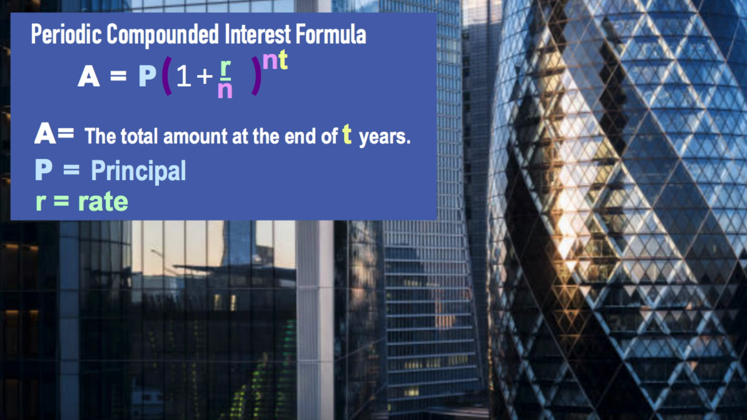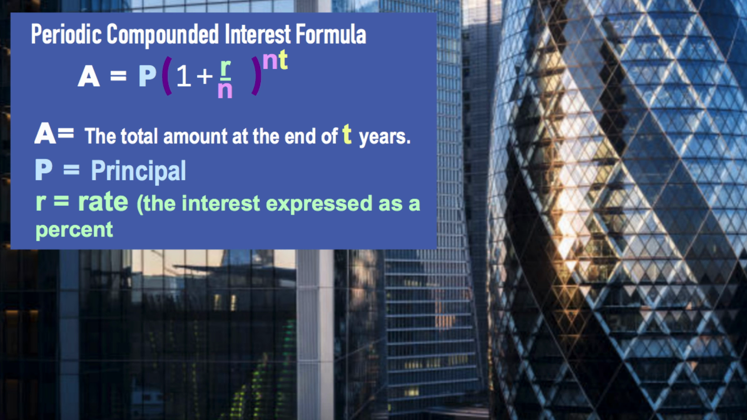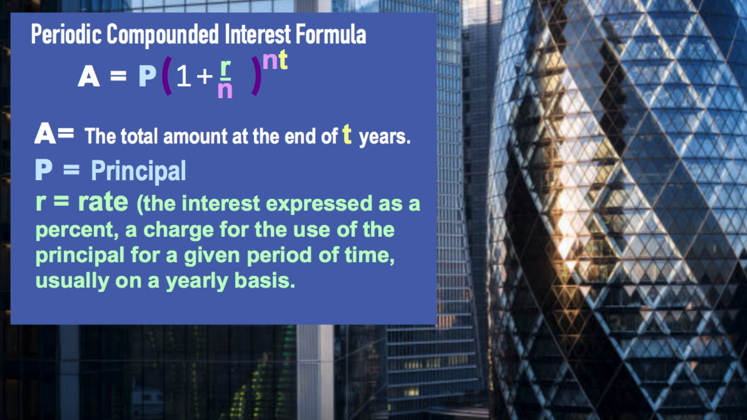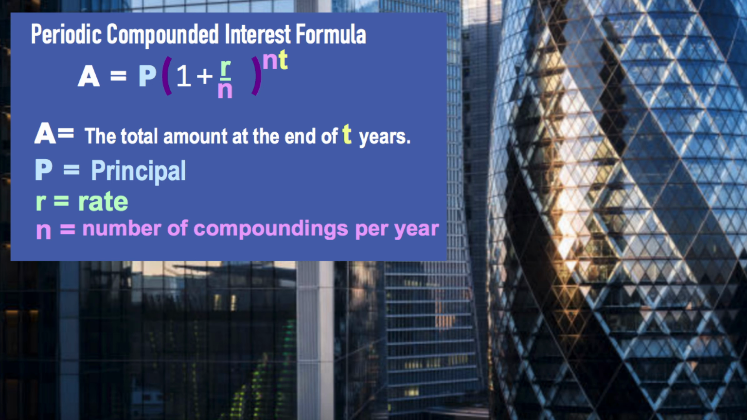R is our rate, the interest expressed as a percent, a charge for the use of the principal for a given period of time, usually on a yearly basis. And n is our number of compoundings per year.